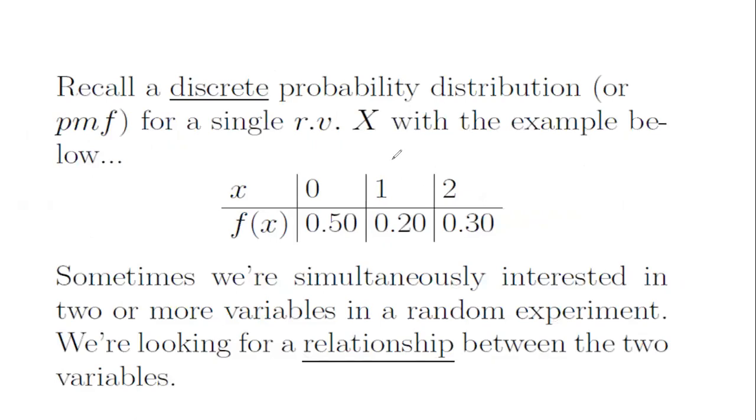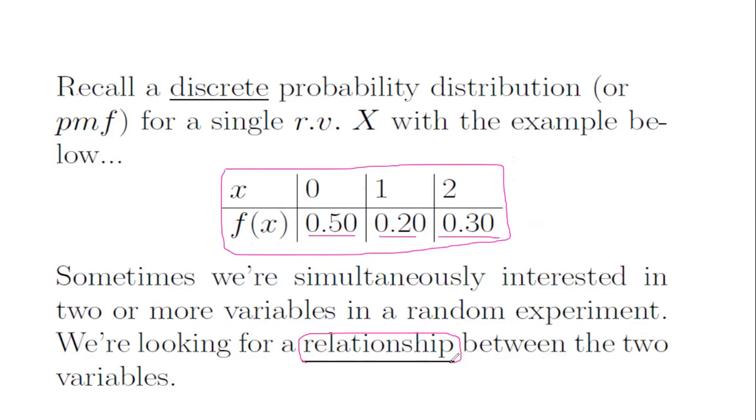And now with something very childish to make you understand everything very quickly. So this was the example for a discrete random variable, right? So the sum of the probability is equal to 1. And there are just 3 values it can take. But sometimes we are simultaneously interested in more than one variable at the same time. Okay. So because we are looking for a relationship between the two variables.